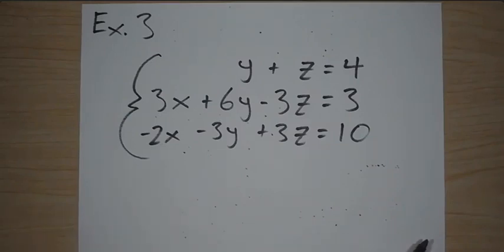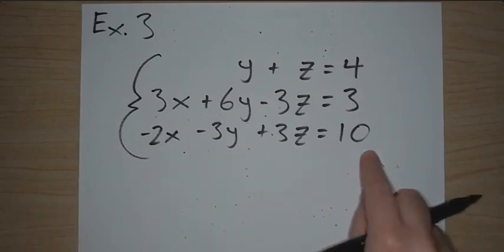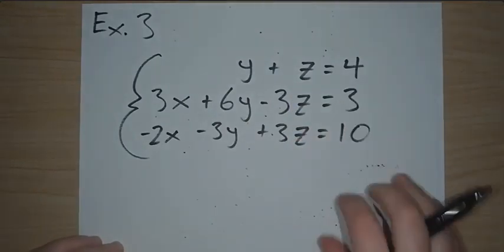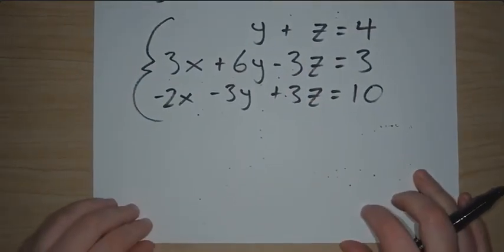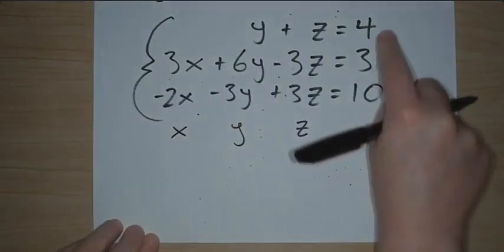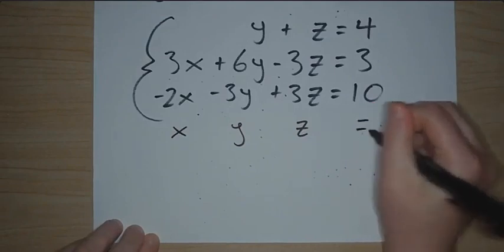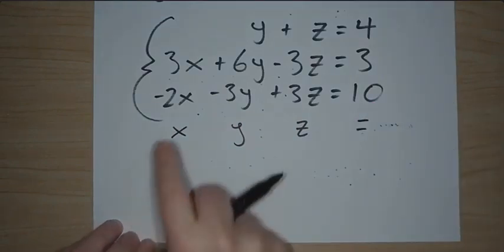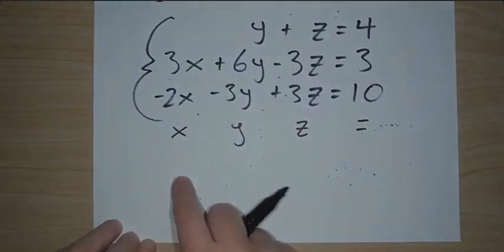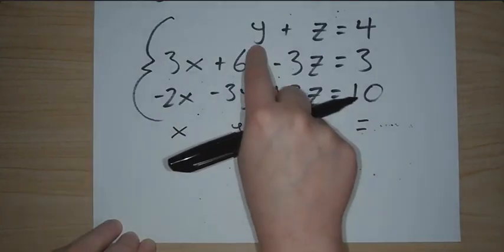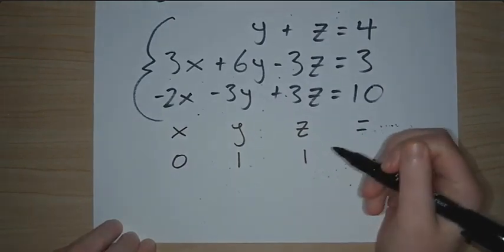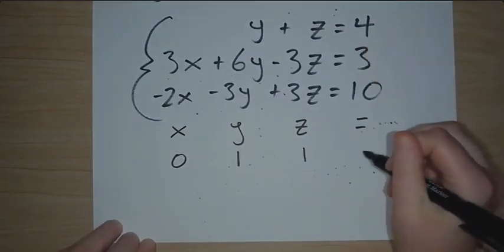So first, what we're going to do is write the augmented matrix from this. We're going to write the coefficients of each variable into a matrix. So you have an x column, a y column, a z column, and a right-hand side column. I'll call it the equal column. For our first equation, we don't have an x, so our coefficient for x will be 0. Then we have 1y, 1z, and on the right-hand side, we have 4.